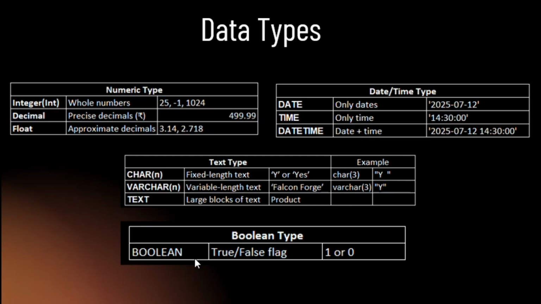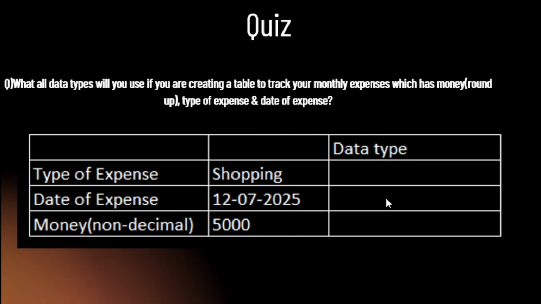So we are introducing a new segment called quiz. This will help you to revise and also assess your understanding of the concepts. Here is the question. What all data types will you use if you're creating a table to track your monthly expenses, which has money to a round-off value, type of expense, and date of expense? I request you to kindly pause this video, get your answers, and then resume the video to match them with mine. If you're ready with the answers, allow me to present mine.